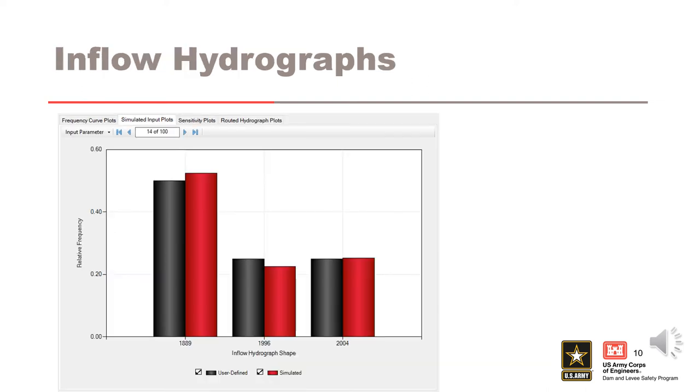Finally, there is a plot to compare the relative frequency of the user-specified hydrograph shapes with the sampled hydrograph shapes. In this example, the 1889 hydrograph shape was given more weight by the user, resulting in it being sampled more frequently during the simulation. This figure shows the simulated hydrograph shapes for realization number 14. Again, unless a full uncertainty is run, there is only one figure available because there is only one realization.